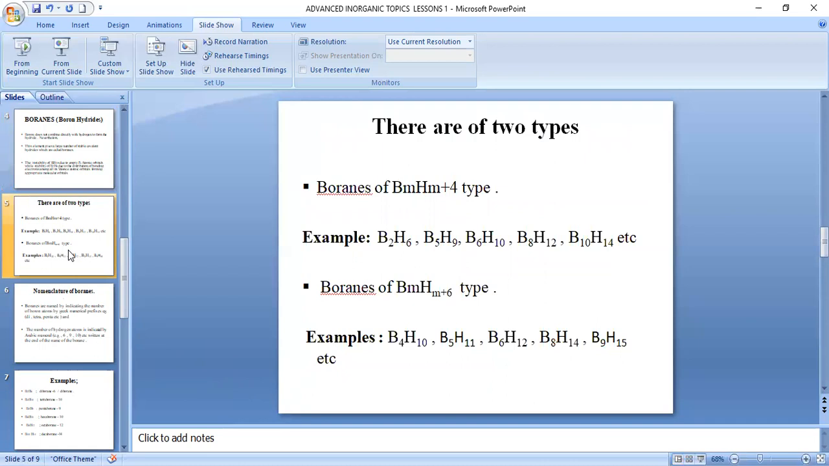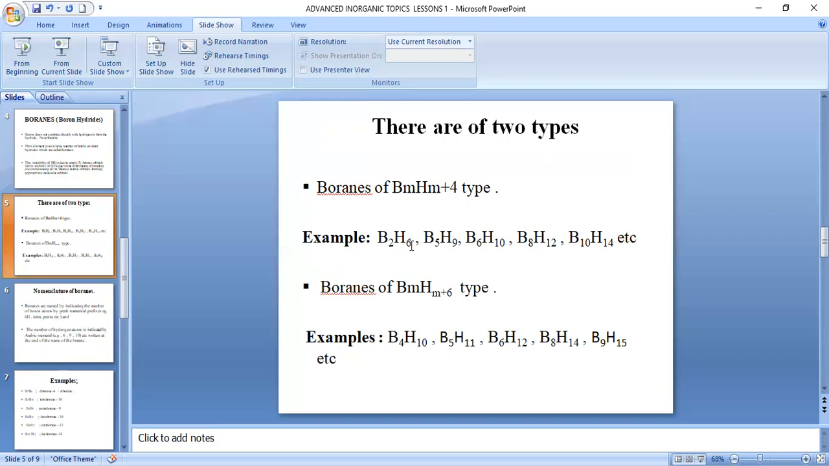There are 2 types of boranes. We have the type BnHn+4. An example is the diborane, where we have 6 hydrogens.